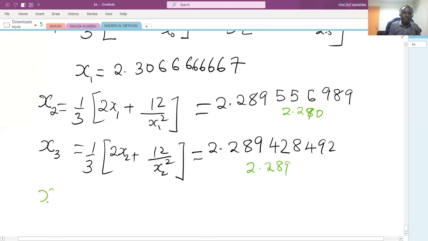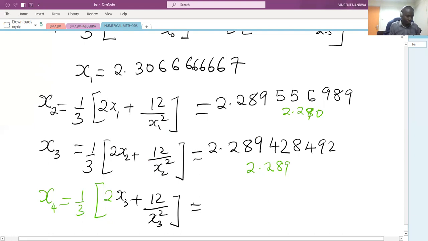So let's go to x4, which will be a third into twice x3 plus 12 over x3 squared, so the answer times 2 plus 12 over the answer squared, times 1 over 3. This is 2.29428485.